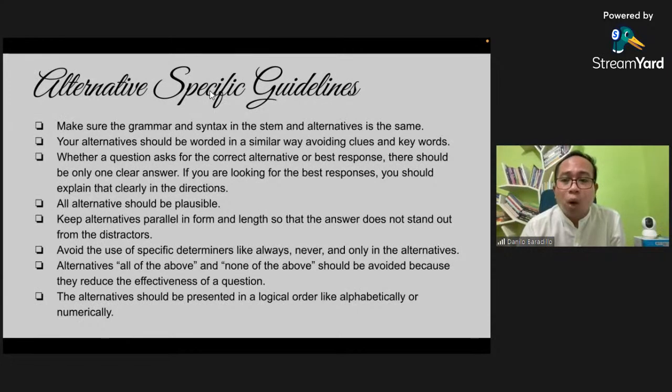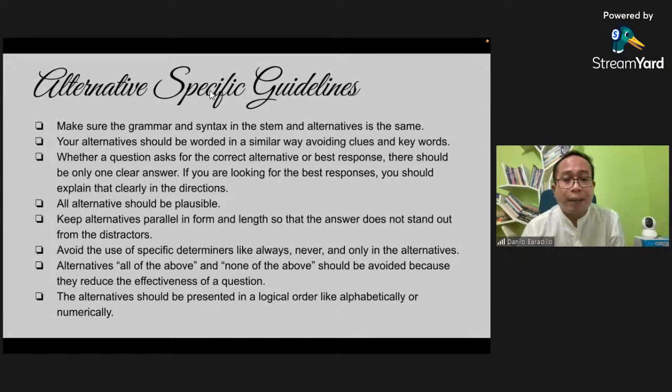Because if they're not all the same in grammar and syntax, this would lead to confusion among our test takers or our learners. So your alternatives should be worded in a similar way, avoiding clues and keywords. Again, I'll be giving you concrete examples of these later on, so you'd be able to see how it should be avoided in constructing your test questions.